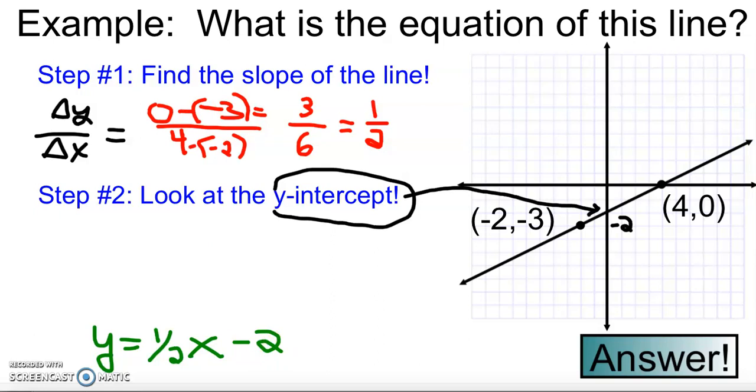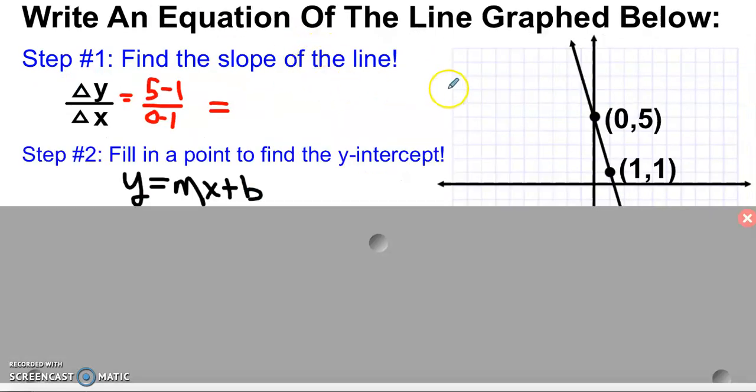All right, let's take a look at another example. So here we go. I want to find the equation of this line here. So in this case, I've got the line hitting at 0, 5, and it's hitting at 1, 1. So first step is to find the slope. So I'm going to take 5 minus 1, and 5 minus 1 is 4. And then I'm going to take 0 minus 1, and 0 minus 1 is negative 1. So the slope of this line is negative 4. And that would make sense, because if I'm reading this line from left to right and it's going down like this one is, then my slope is going to be negative.